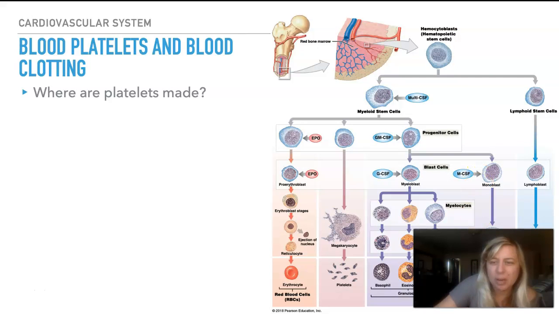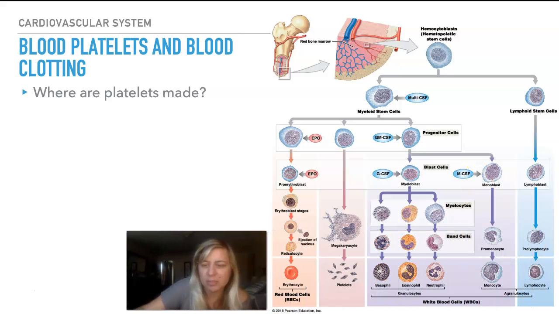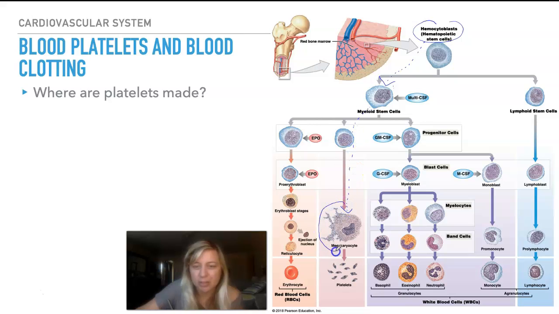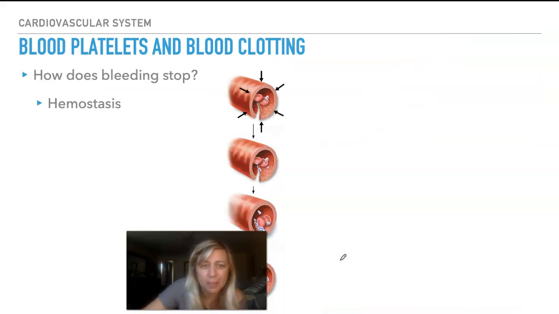So if we look at where they come from, we have our stem cells in the red bone marrow, the hemocytoblasts. They differentiate into two types of cells. So platelets are going to come from the myeloid stem cell line. Myeloid stem cells differentiate into a cell called a megakaryocyte. So this is the living version of the platelet. When this megakaryocyte has fragments that break off, those are what are actually becoming the functional platelets that we find in our blood.